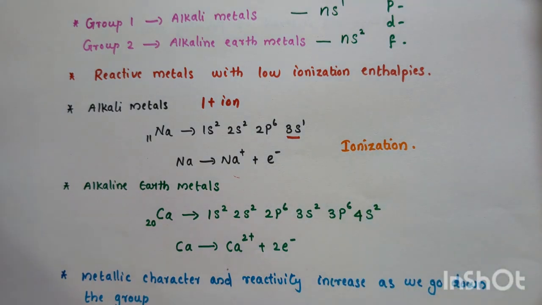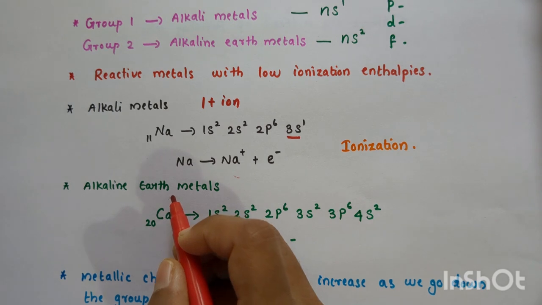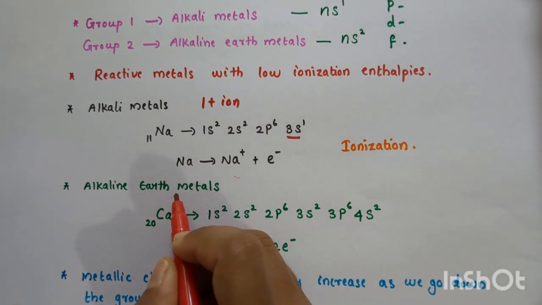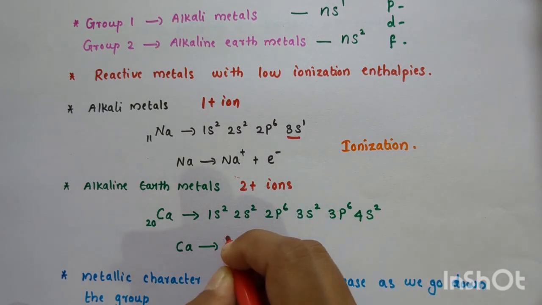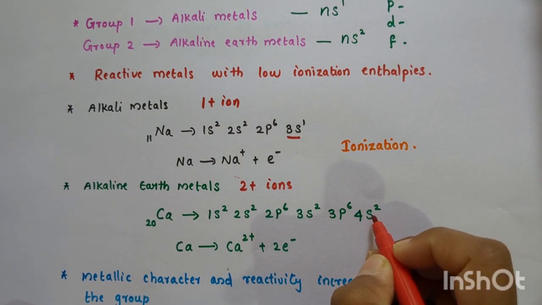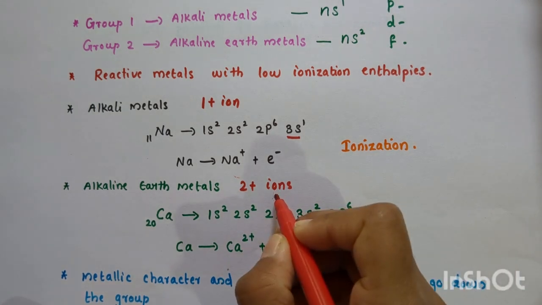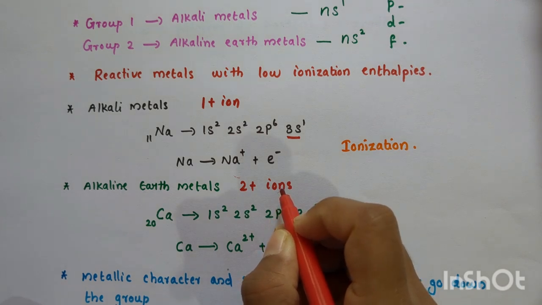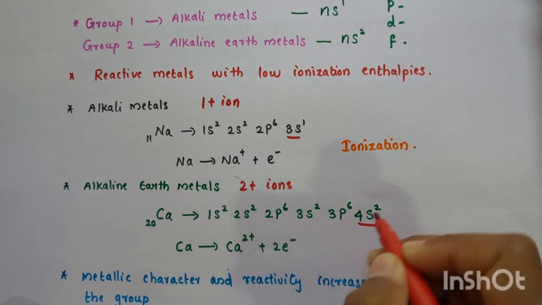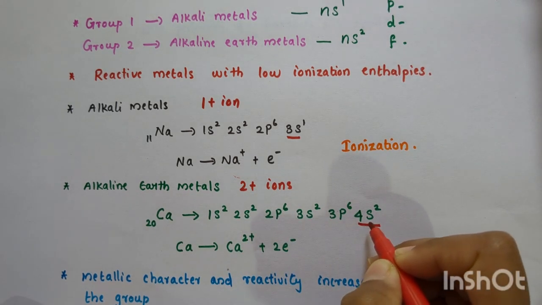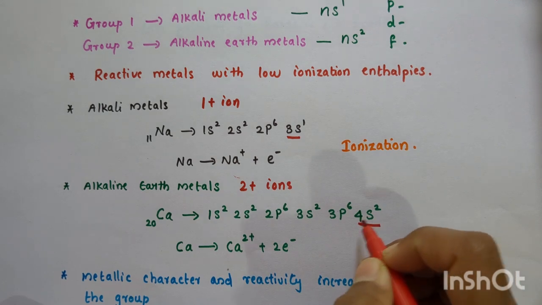Now, when you consider alkaline earth metals, that is, group 2 elements, they lose the outermost electrons readily to form 2 plus ions. That is, the 2 electrons are lost from the outermost shell to form a 2 plus ion, a cation with a double positive charge. This is because alkaline earth metals have 2 electrons in their outermost energy level, which can be easily removed, resulting in a stable noble gas configuration.